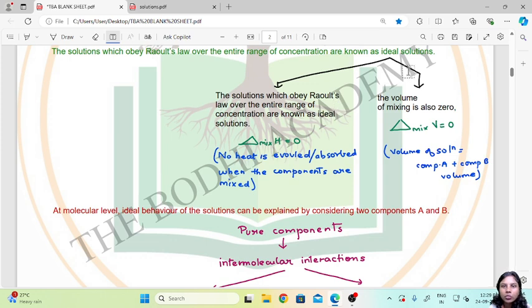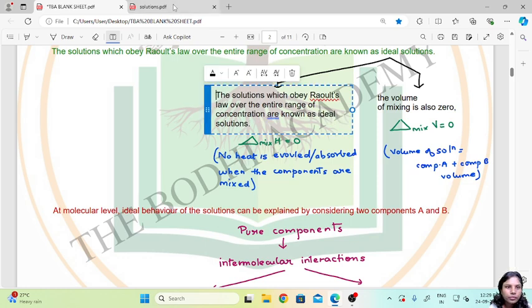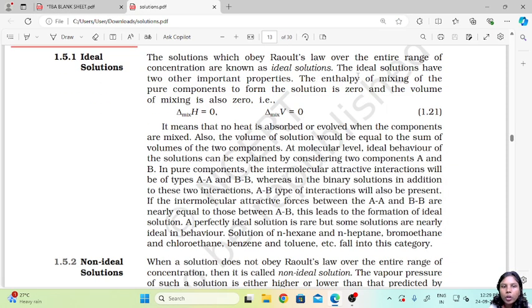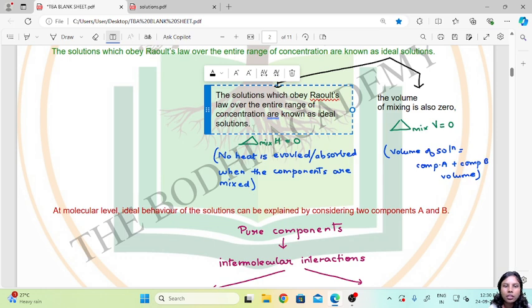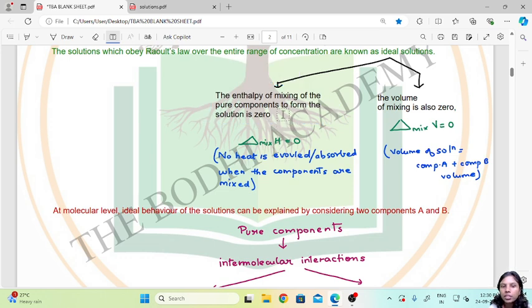Now these ideal solutions have two more properties to understand. The first one is that the enthalpy of mixing of pure components to form the solution is 0. So the enthalpy of mixing of pure components to form the solution is 0. That is the first property, and the second is that the volume of mixing is also 0.